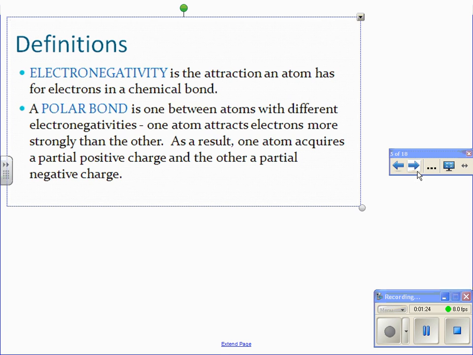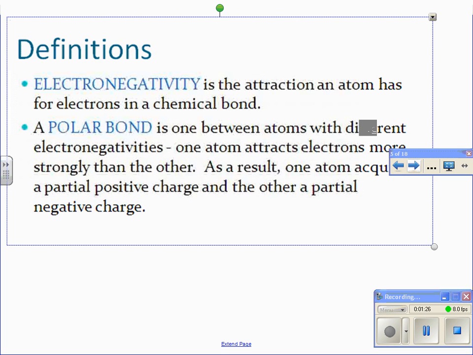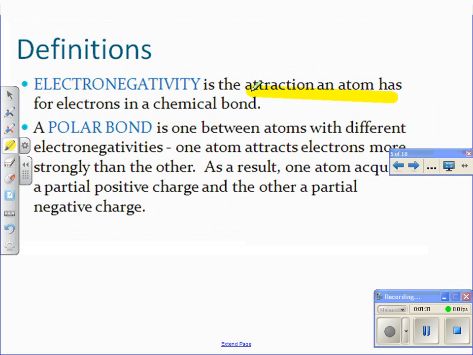Definitions you need to be aware of. First definition, we talked about this in the last chapter, is electronegativity. Electronegativity is the attraction an atom has for electrons in a chemical bond. So that's really what you're talking about, how strongly do they pull in a bond. A polar bond is where there's a difference in electronegativities, and we're going to get to how you figure that out. Basically, one atom pulls the electrons more strongly than the other, and it creates a partial positive charge on one side and a partial negative charge on the other side. So it's an unequal sharing of electrons.